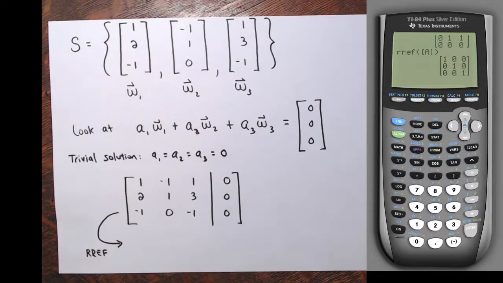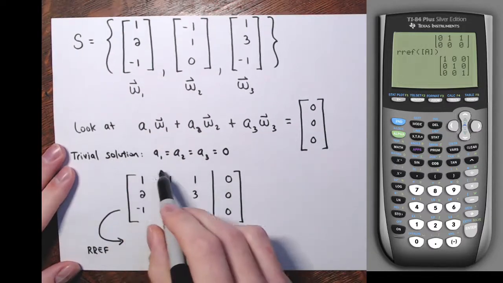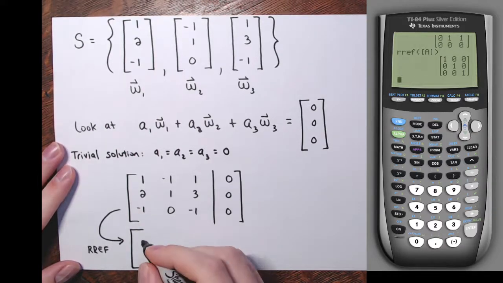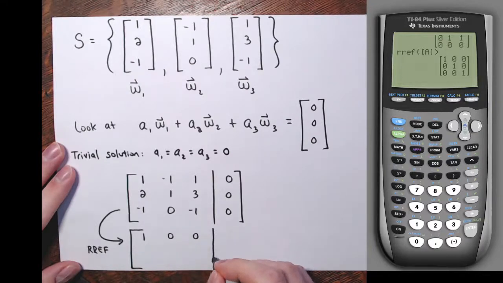Okay, so again, I didn't enter the column of zeros. I just entered the coefficient matrix, the 3 by 3, because that column of zeros will not change. And then there it is in reduced echelon form. This left side is like the 3 by 3 identity matrix.